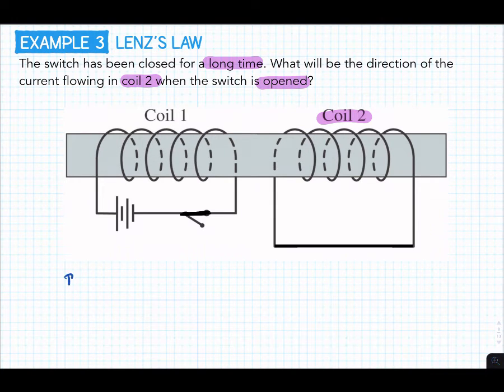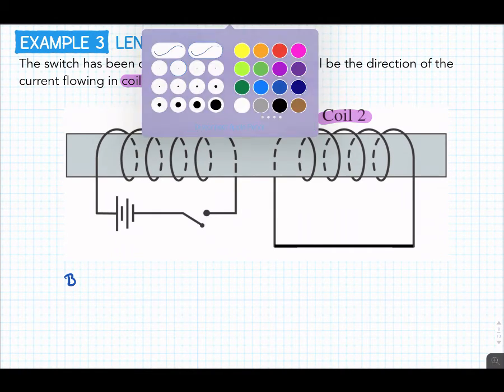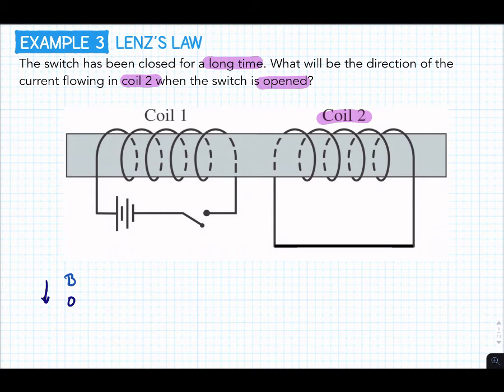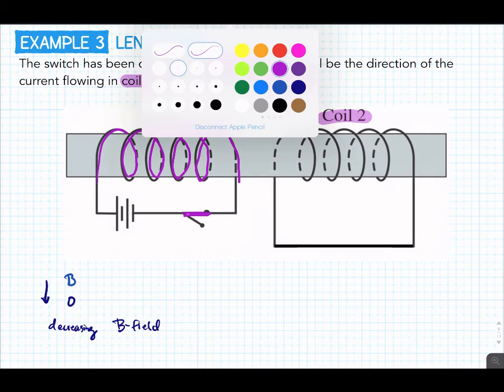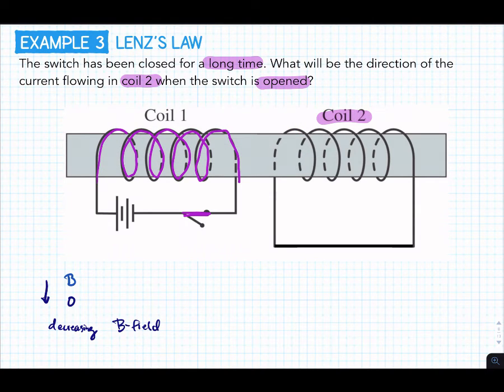So we start out with B, and then later, when this is open, we end up with a magnetic field of 0. So once again, we have a decreasing magnetic field. But what we're concerned about here is direction. So when this is closed, we can use the right-hand rule to curl our fingers with this. When we curl our fingers, that's going to leave our thumb pointing to the left. So the magnetic field lines are going to look like this.